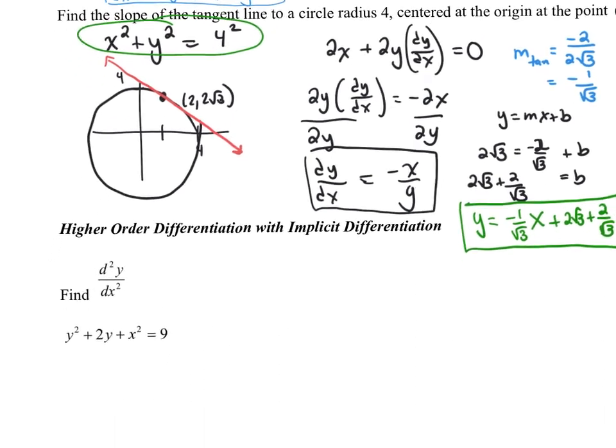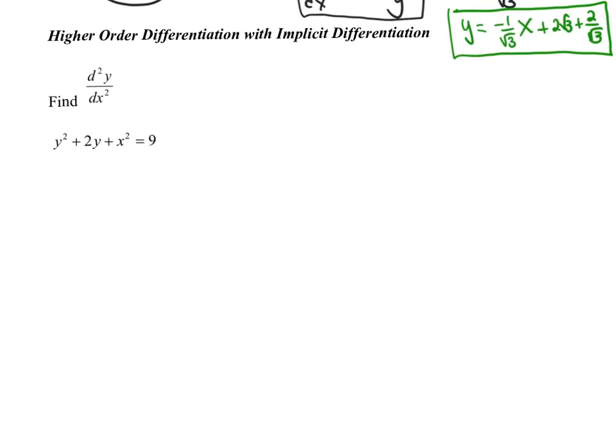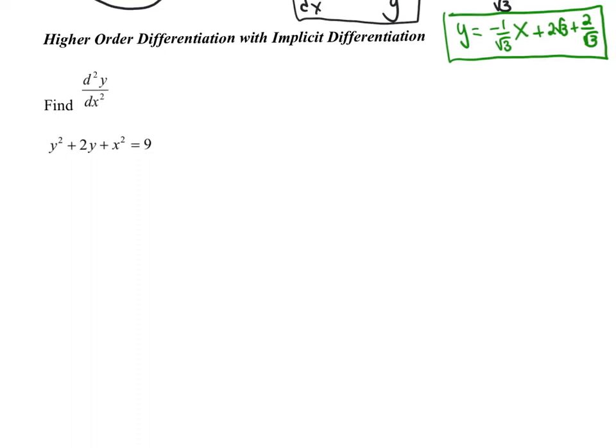You can also do higher order derivatives with implicit differentiation. It just takes a little more work. So this is a problem that we already did, and if I want to find the second derivative, I can certainly do that. Let's remember what the first derivative was. If I go back, remember dy dx for this problem was negative x over y plus 1. That was the first derivative.